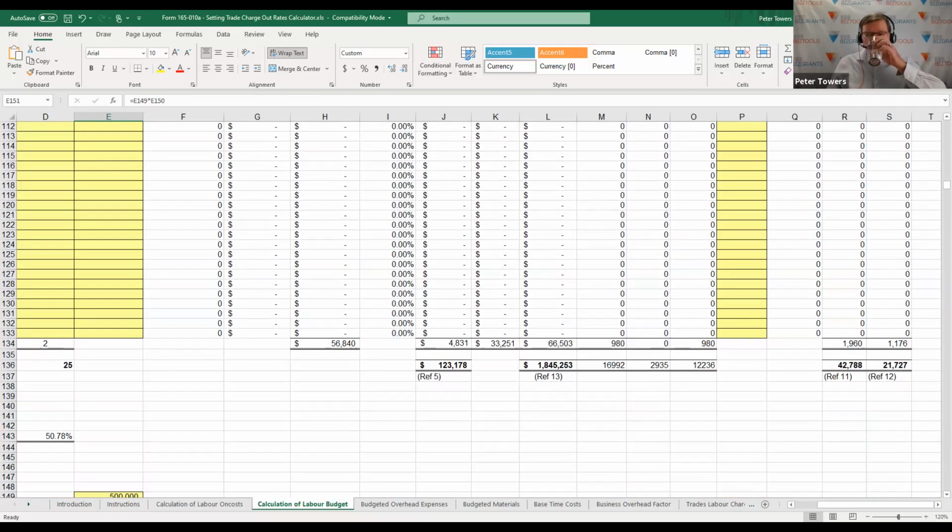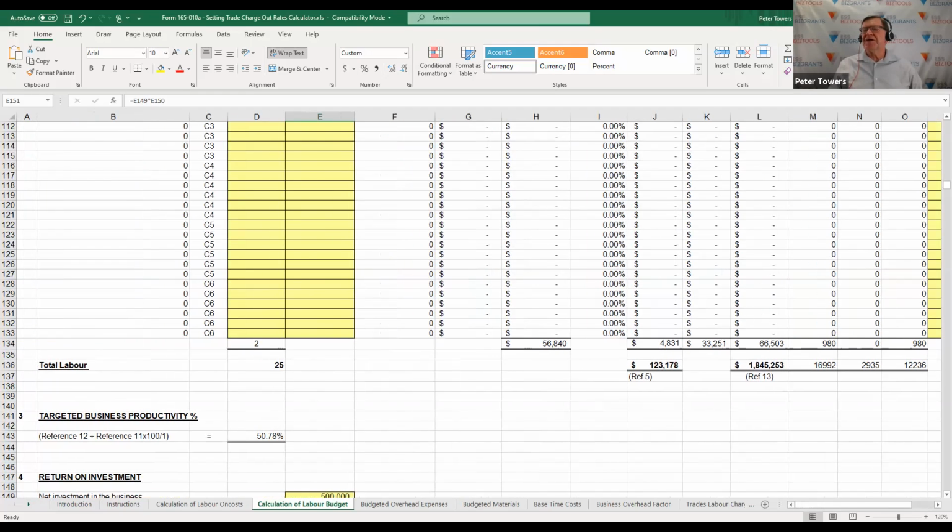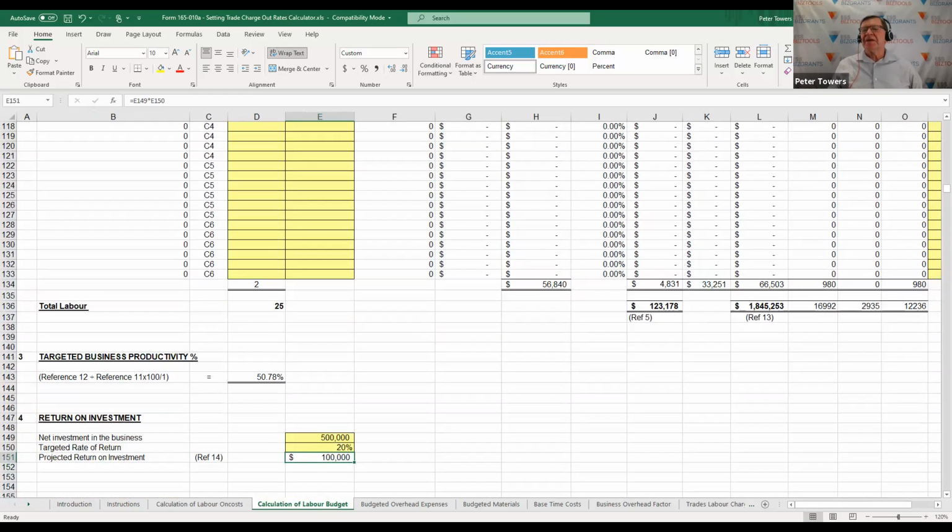1,845,000. And it also calculates what the total paid hours are, 42,788. And we've calculated the business can charge out 21,727 hours. And I'll just move it back over here so you can read it. So the targeted business productivity is the total chargeable hours divided by the total hours, and so it works out at 50.78%.